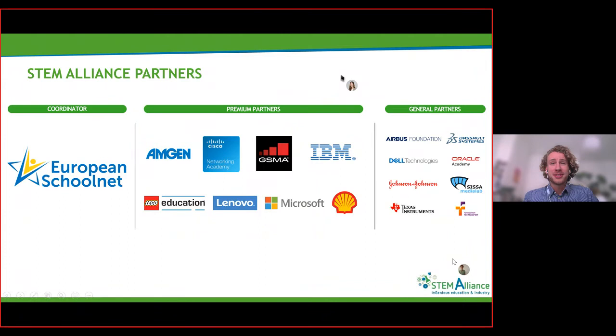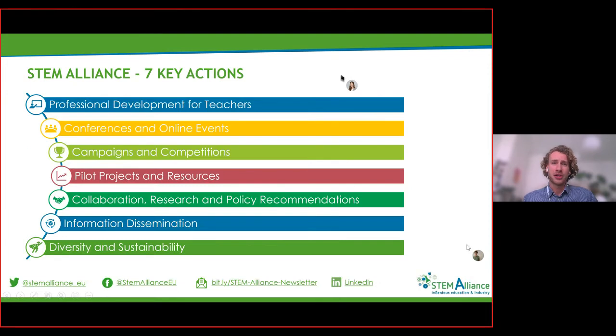At the STEM Alliance, we do this with 16 industry partners, frontline companies from around the world. In particular, we have 7 key actions that encompass, for instance, professional development for teachers. We also organize and co-organize conferences and online events like this high-level event. We have campaigns and competitions, and I will zoom in on this key action in a minute, because that is where the policy hack comes into play. We also conduct pilot projects, we provide resources, we do research and policy recommendations that Sander will present in a minute, and we provide information on overarching topics like diversity and sustainability.